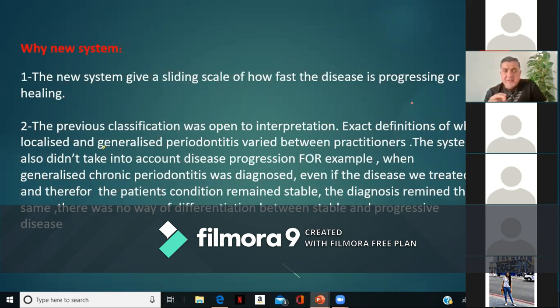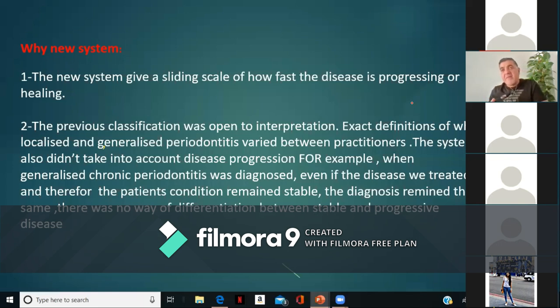Now, this point is very important. This page is very important for you, if they ask you questions in the MCQ. It is very important if you have an argument with the actor and the patient in the MFDS and the ORE. If they ask you why there is a new system, why they don't stay with the old system.